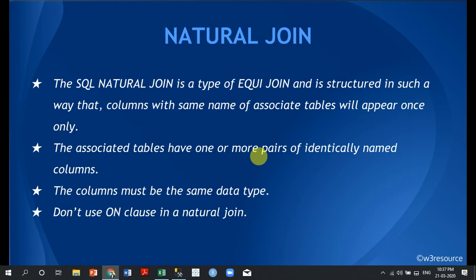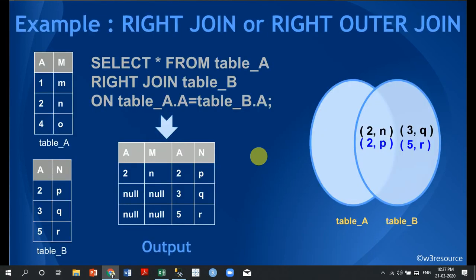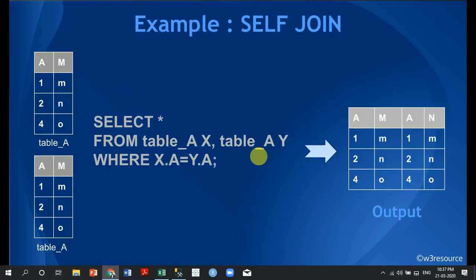I hope we have covered everything so far as per today's agenda.